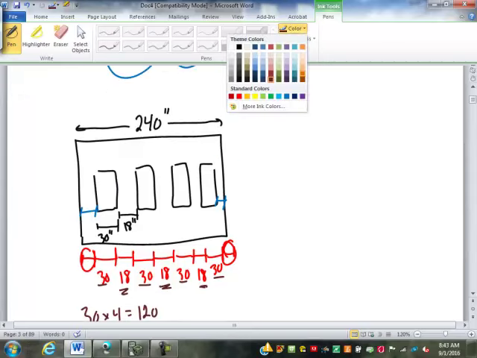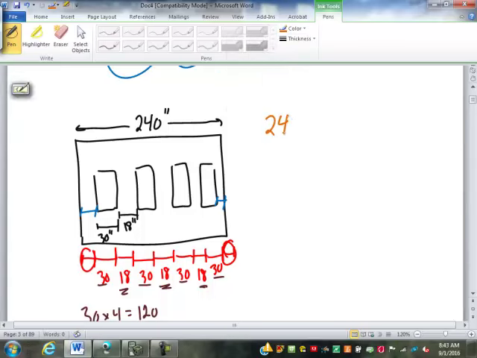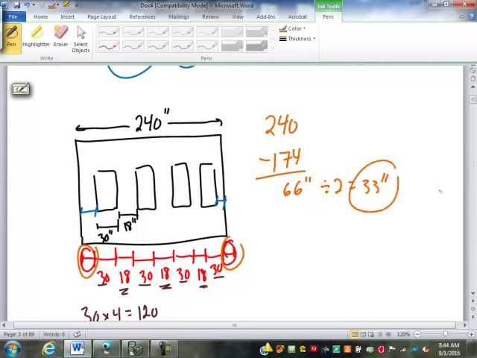To find out what's left over from my 240, I subtract my 174, which gives me 66 inches. These two pieces add up to 66 inches, so I'm just going to divide by 2 to get that each of them is 33 inches. And yeah, that's the hard part.